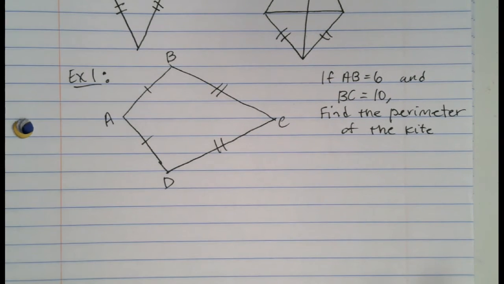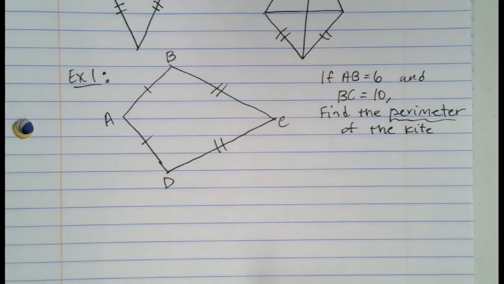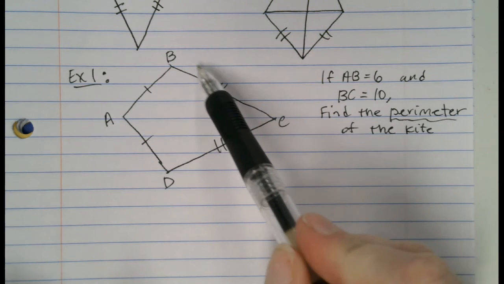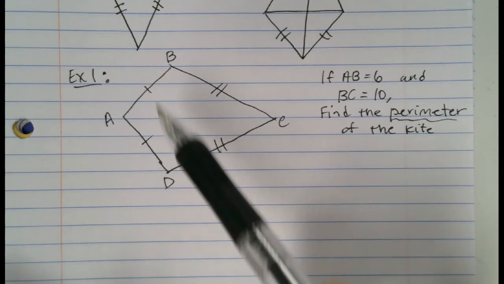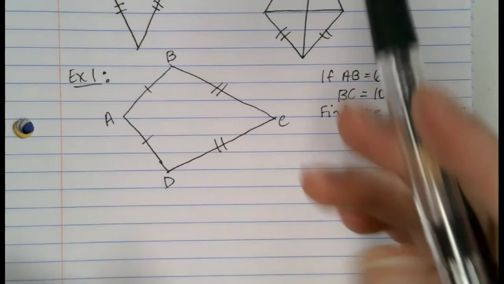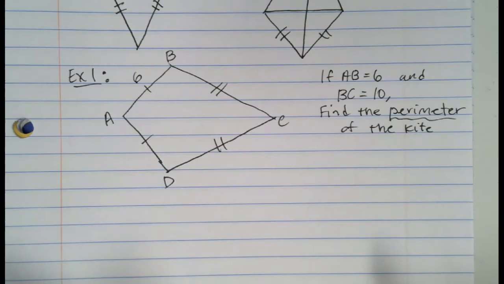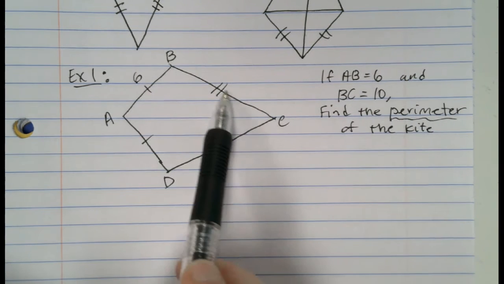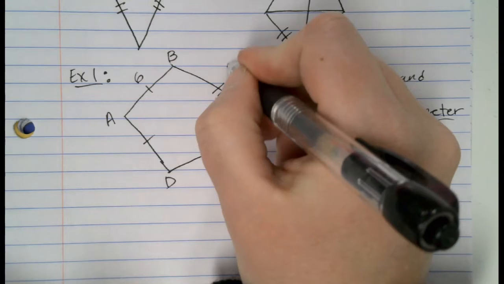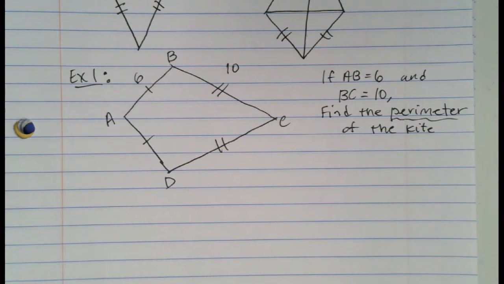What does perimeter mean? Y'all remember this one? Perimeter means the outside, all the way around the shape. So if I want to find the perimeter of this, I need to know each one of the sides on the outside. Well, they gave me this one is 6. And they gave me BC is 10. BC would be talking about this one, right? So they only gave me 2 of the sides.